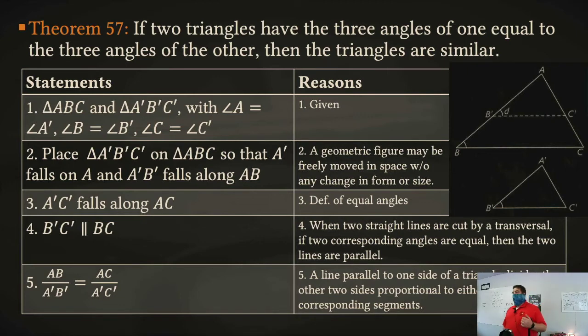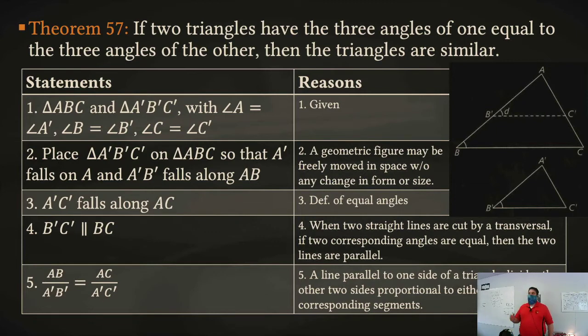We're placing triangle A prime, B prime, C prime on triangle ABC so that A prime falls on A and A prime, B prime falls along AB, because a geometric figure may be freely moved in space without any change in form or size. A prime, C prime then falls along AC by definition of equal angles, and B prime, C prime must be parallel to BC, because when two straight lines are cut by a transversal, if two corresponding angles are equal, then the two lines are parallel.